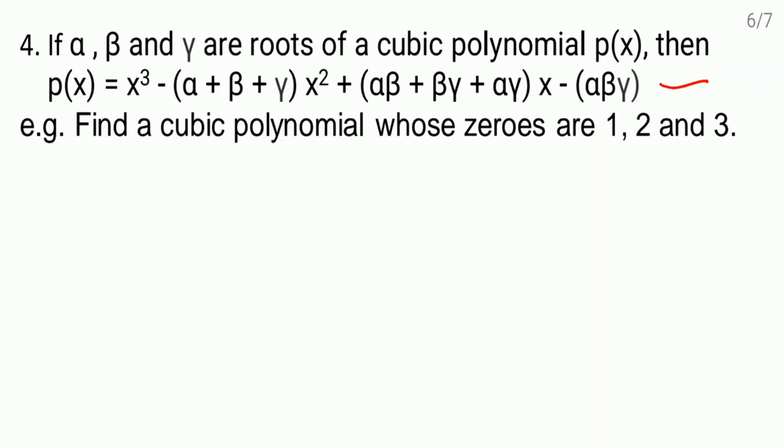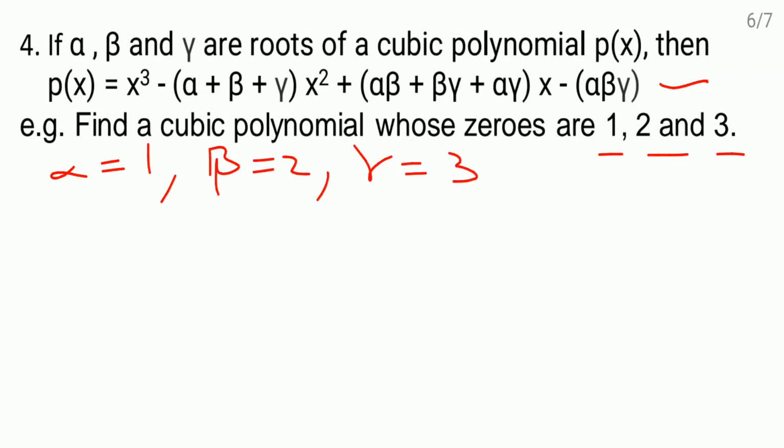Now for example, find a cubic polynomial whose zeros are 1, 2, and 3. So they have given us the zeros. It means that alpha is equal to 1, beta is equal to 2, and gamma is equal to 3. And now we need to write down the polynomial. So p of x is equal to x cube as it is, minus alpha plus beta plus gamma. Look at this one, 1 plus 2 plus 3. If you do it, our answer comes as 6.